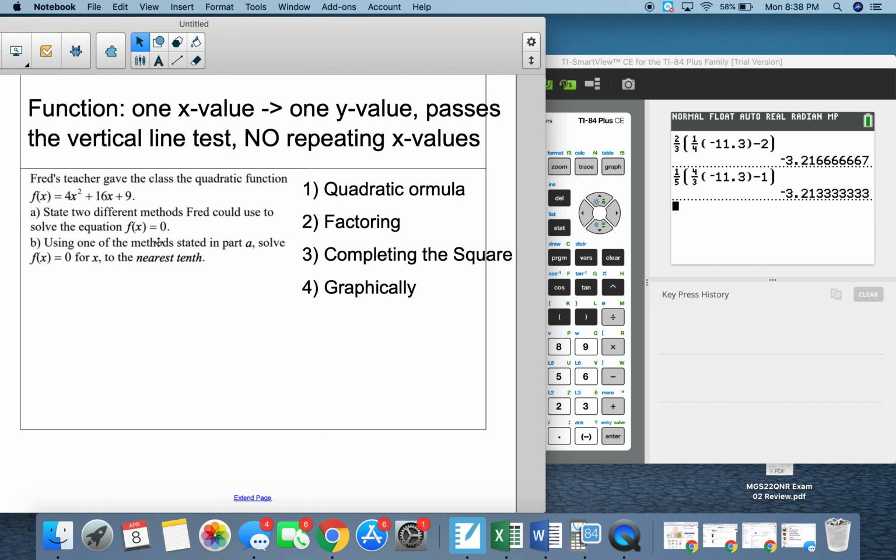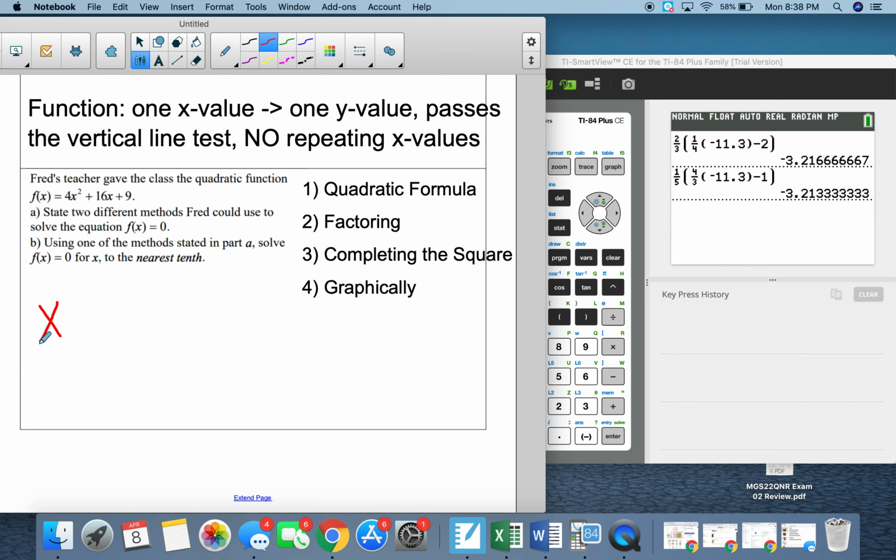And then, using one of your methods stated in part A, solve f of x equals 0 for x to the nearest 10th. So we're going to practice using the quadratic formula today. If you don't remember it, I'm going to write it down right now, and I want you to copy it into your paper.